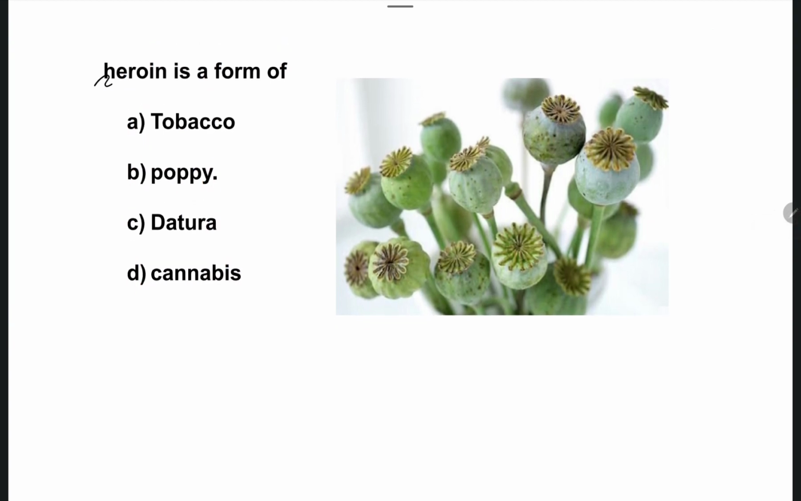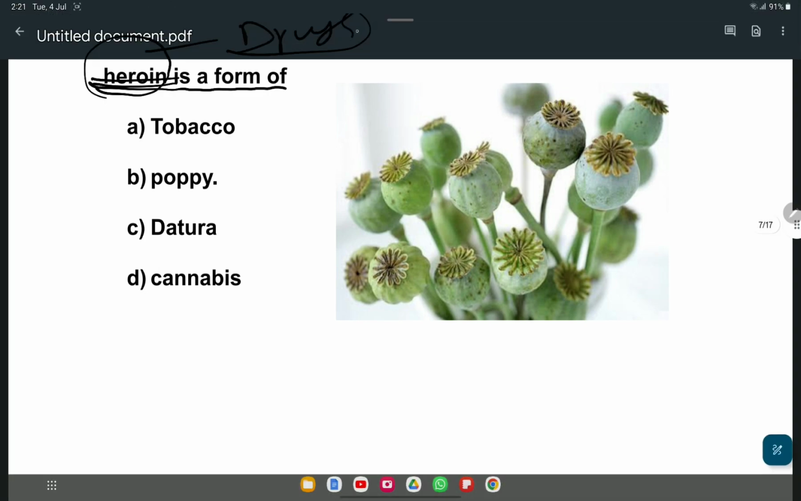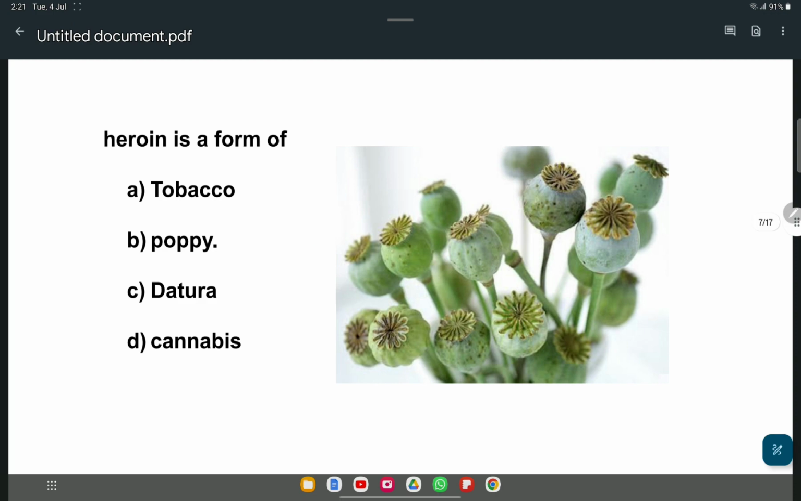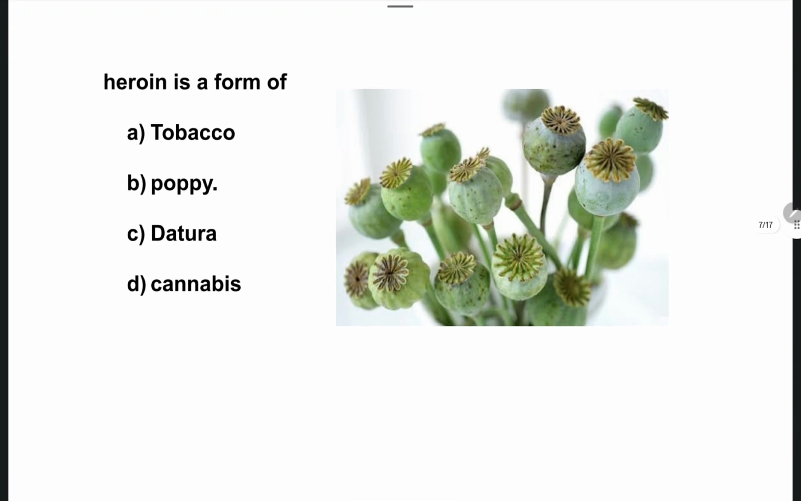The next one is, heroin is a form of. Heroin is a type of drug, what you see in the films. So heroin is a form of. Option A, tobacco. Option B, poppy. Option C, datura. Option D, cannabis.